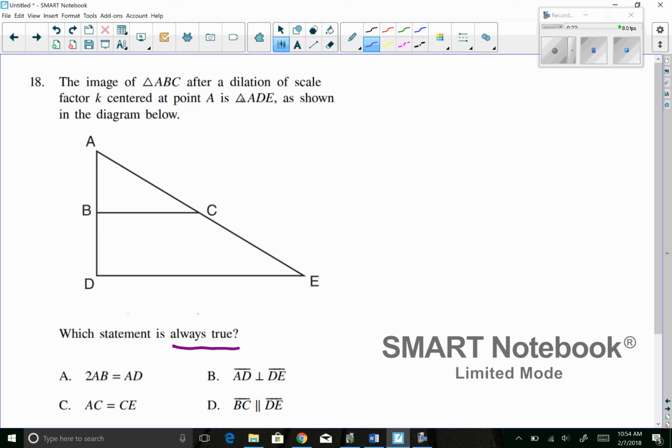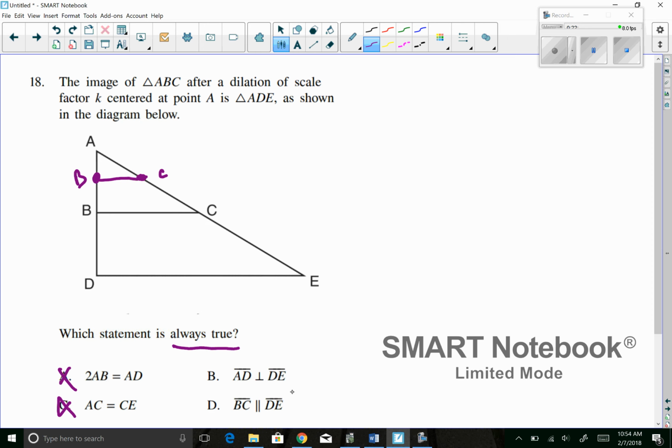It doesn't have to be a dilation of 2 or 4 or whatever you think it might be. I could have made it so that this is here. That would still be a dilation. It wouldn't cut that segment in half. By understanding that, that eliminates choice A and C.